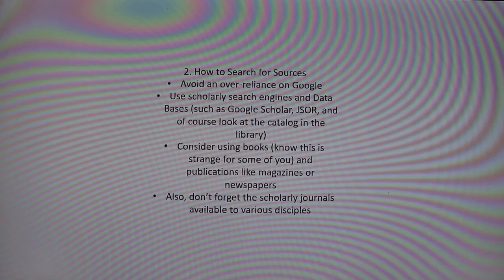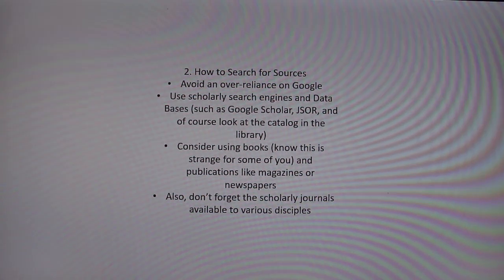So how do I do that? Well, I think you can use Google as a way to give yourself a broad view, maybe some ideas, say, put in Michelangelo and see what comes up. And then you can start using more scholarly search engines and databases, such as Google Scholar, JSTOR, of course, the libraries out there, and look in their catalog. Google Books works. And talking about books, consider using books. I know this is strange for some of you that you don't read books and you don't know what a scholarly book looks like.